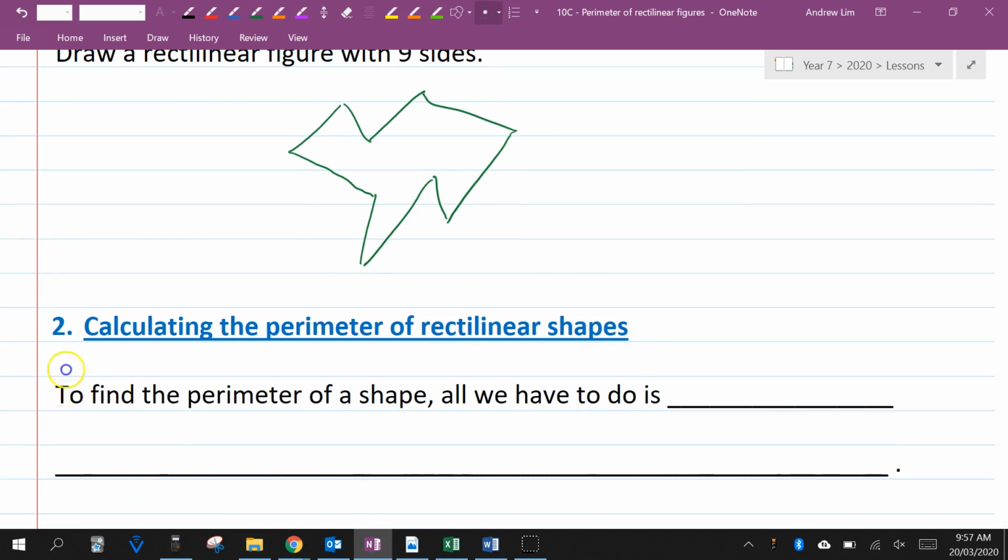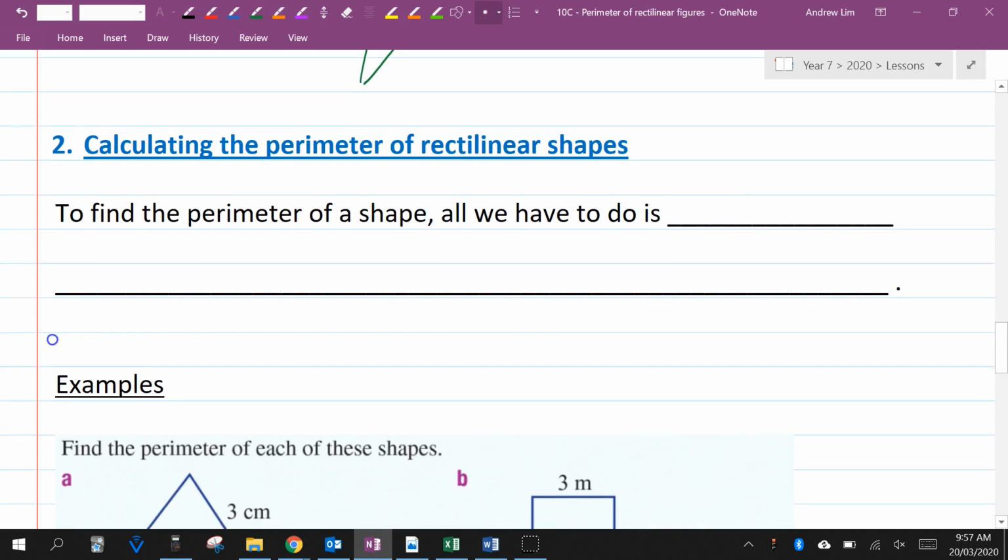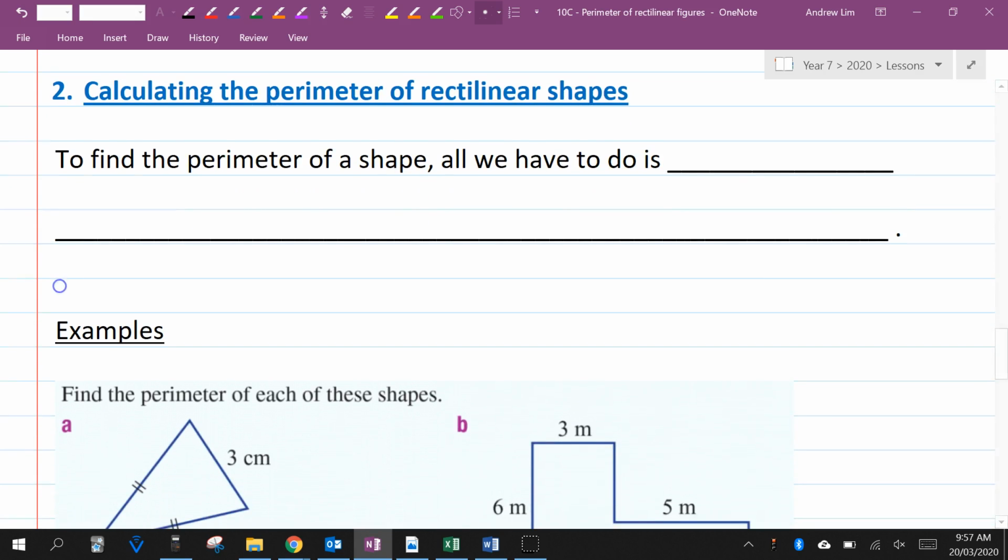Alright, so now we know what perimeter and rectilinear is. Let's have a look at how to calculate the perimeter of rectilinear shapes. To find the perimeter of a shape, all we have to do is add all the sides on the outside.